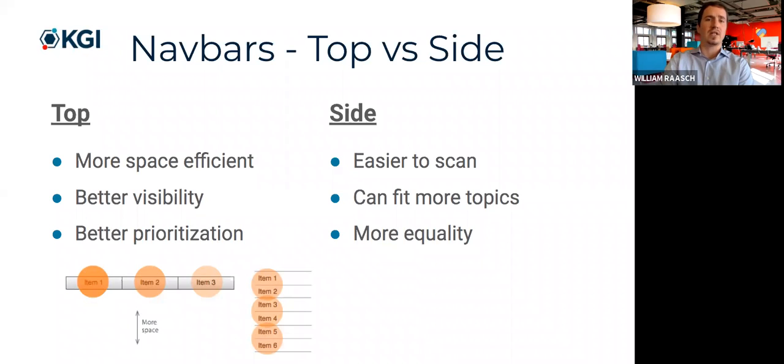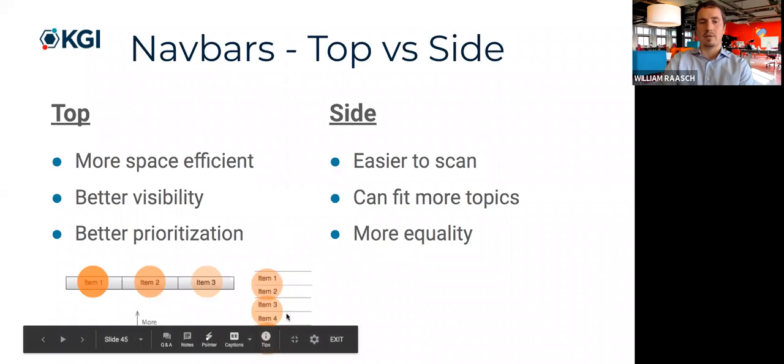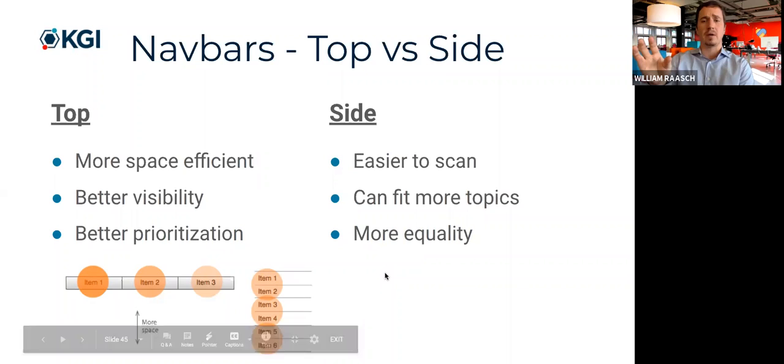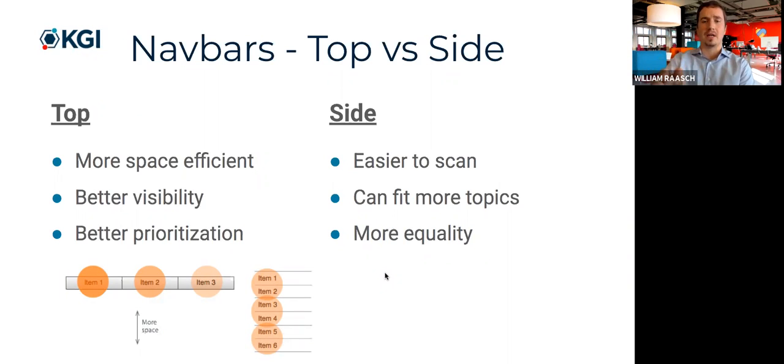However, it's also more difficult for them to scan. So on a side nav bar, like right here, you can actually have them look at all of them pretty much at once. You can fit a lot of topics there. However, they take up a lot of space. So typically, if you can think of sites that you've used with a side nav bar, they'll slide in from the left to the right of the screen.